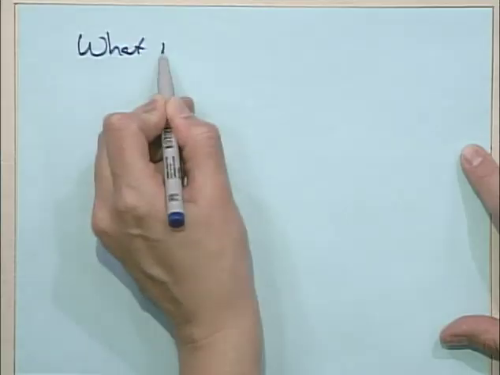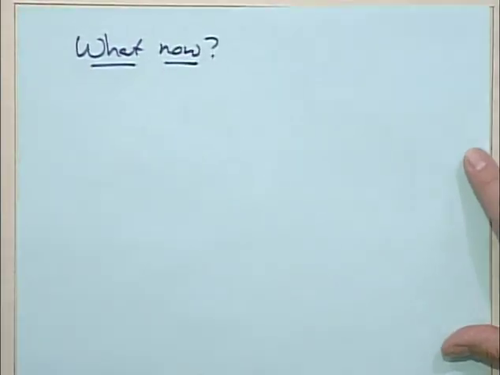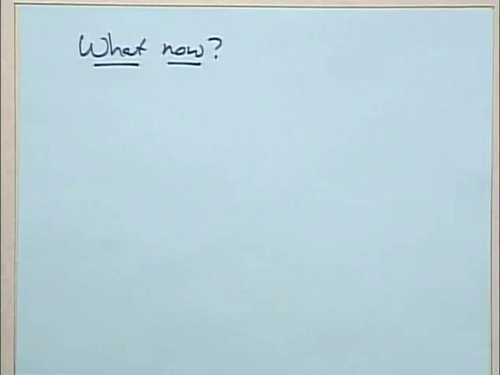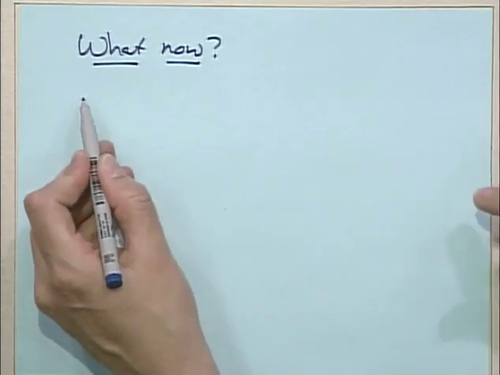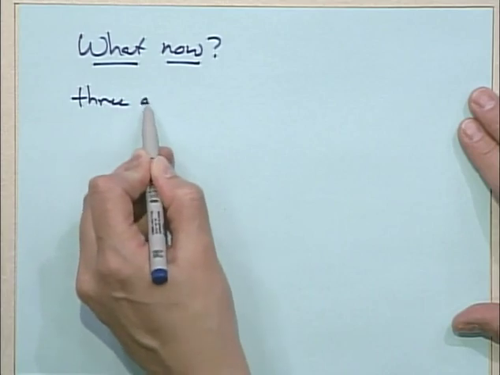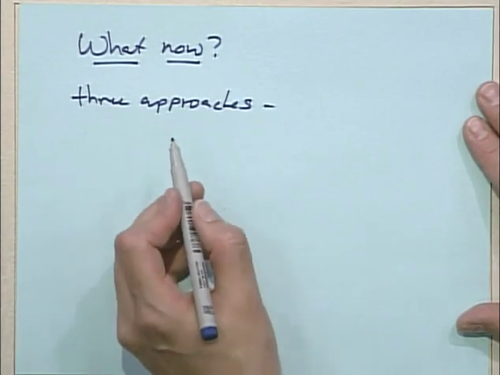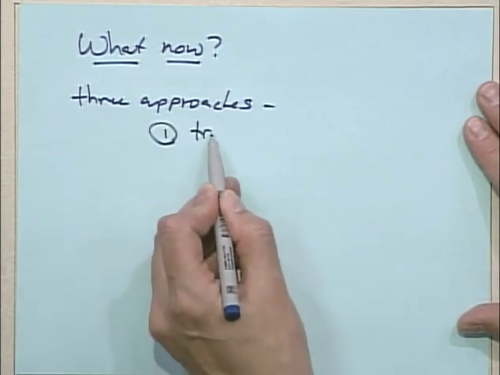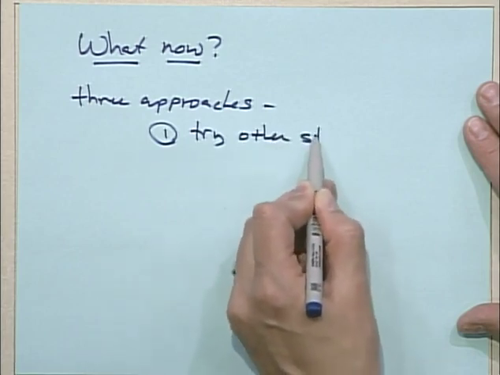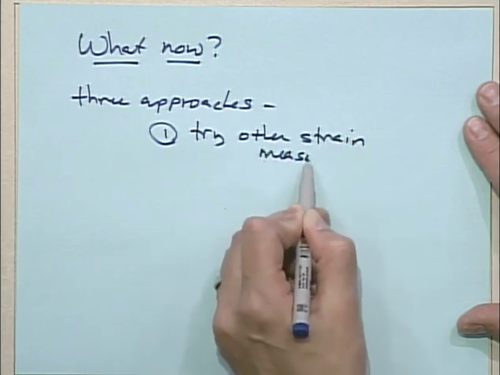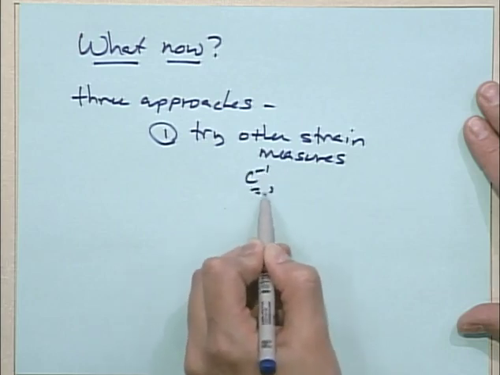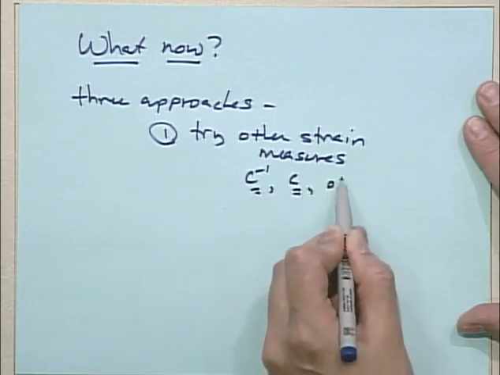Okay, so where does that leave us now? That's where I want to take off today. What do we do now to improve? And there are actually two approaches. Let's say three approaches. And the first one is perhaps the most obvious. One, we can try other strain measures. So we've tried Finger, we can try Cauchy, we can try others.